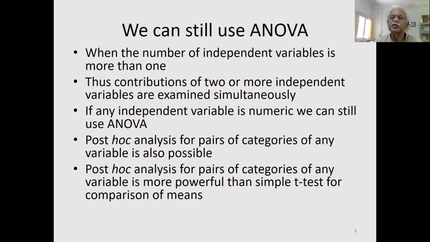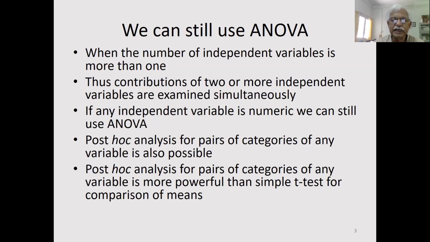We can still use ANOVA when the number of independent variables is more than 1. Thus, the contributions of 2 or more independent variables are examined simultaneously. If any independent variable is numeric, we can still use ANOVA. Then actually it is called ANCOVA, analysis of covariance, when one or more of a number of independent variables are numeric.